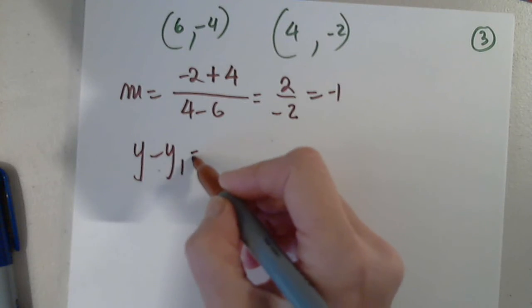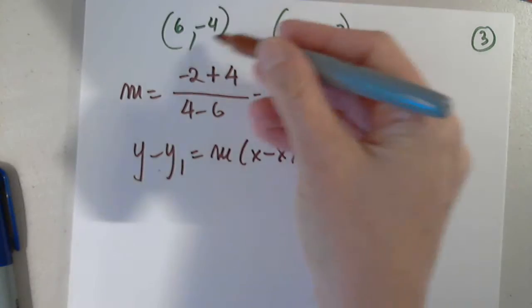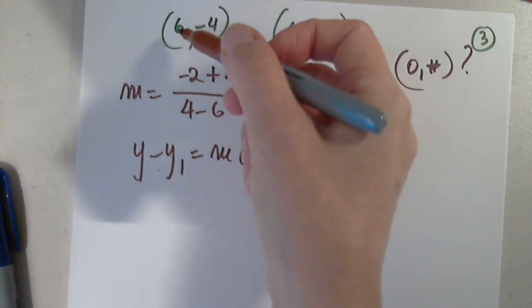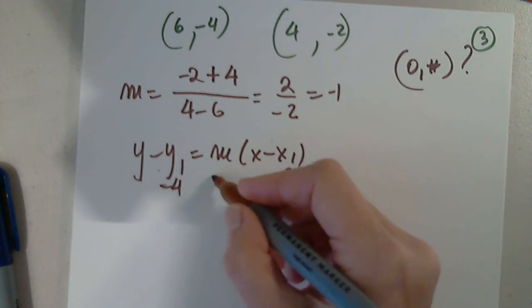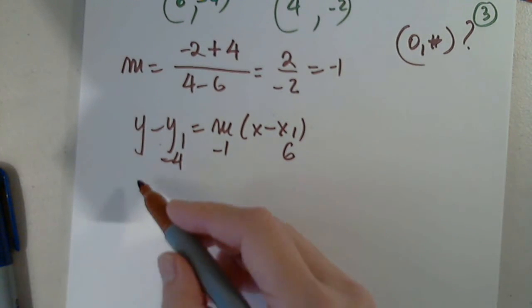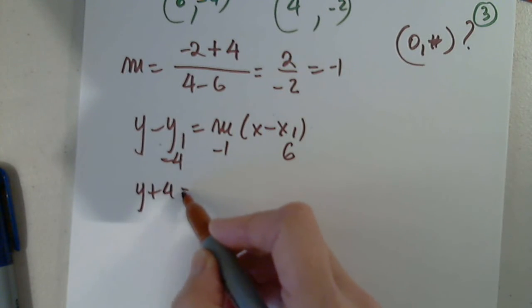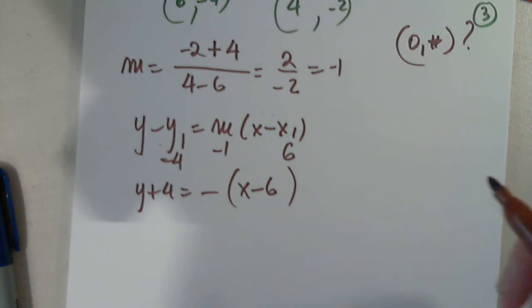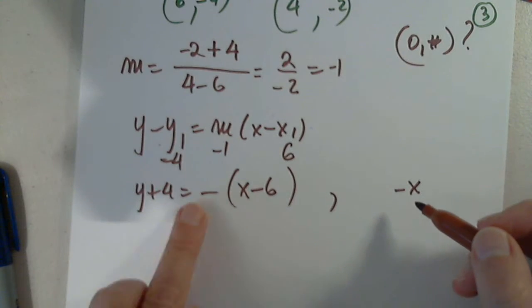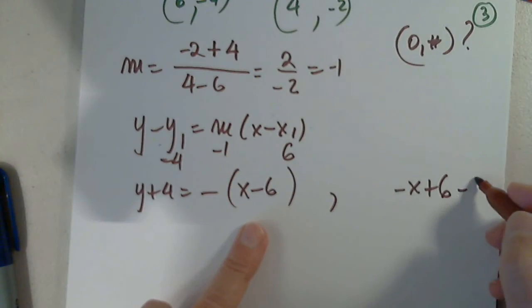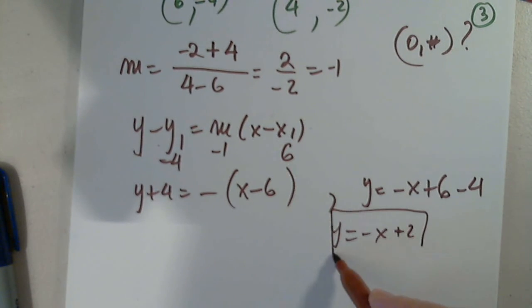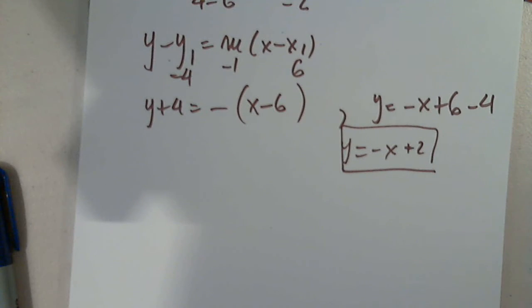The numerator is 2, the denominator is negative 2, so the slope is negative 1. I use y minus y1 equals the slope times x minus x1 because none of the points is 0 comma a number. I'm going to use the first point, 6 and negative 4, and the slope of negative 1. So y plus 4 equals negative 1 times x minus 6. I distribute and bring over 4. So negative x plus 6 minus 4. So this is final as y equals negative x plus 2, and that is the equation of the line passing through the given points.